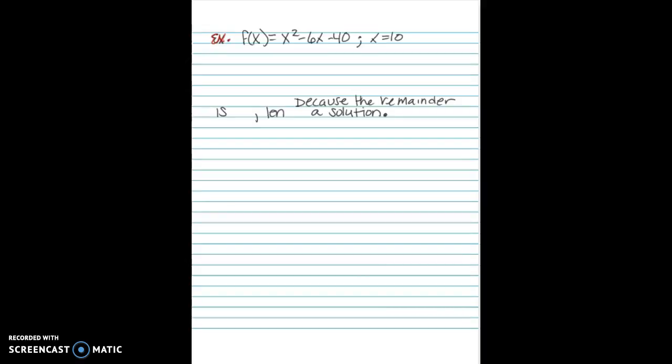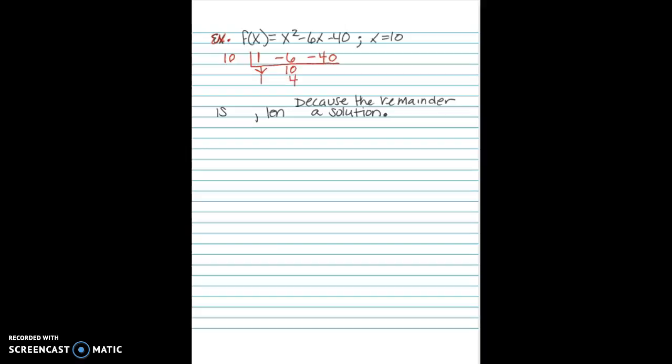So for this last example, I have f of x equals x squared minus 6x minus 40, and I'm checking to see if x equals 10 is a solution. So the 10, I don't have to divide this time, and I am in root form. So set up my synthetic division. I have an x squared term, an x term, and a constant, so I have all my terms. I have a 1 in front of the x squared, a negative 6 in front of the x, and a negative 40 is my constant. I bring down the 1.